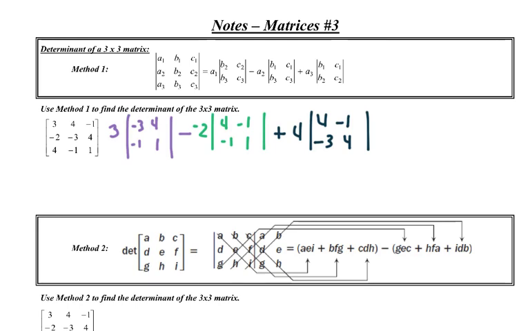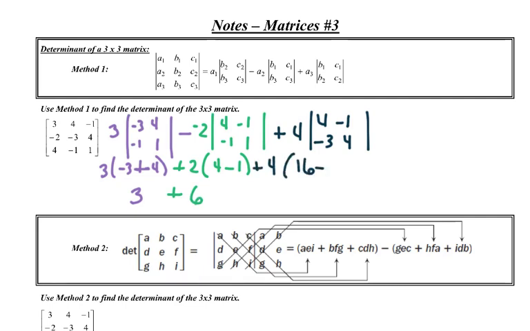So here, let's see, it's going to be 3 times -3 minus -4, which is -3 plus 4, right? Which is 1, so that's just 3. And then here this is going to change to a plus 2 times 4 minus 1, or 2 times 3, or 6. And then plus 4 times 16 minus 3. So 4 times 13 is what? 52. So 52 and 9 is what? 61. Determinant of a 3 by 3.